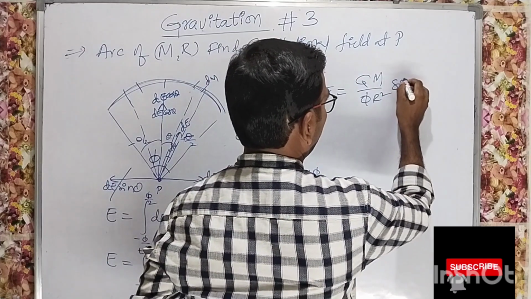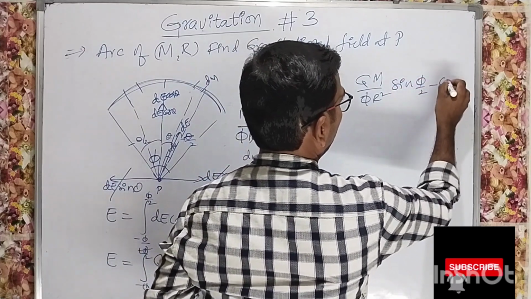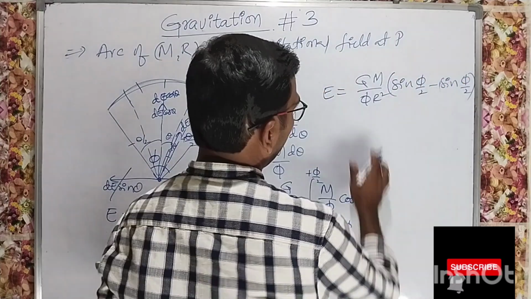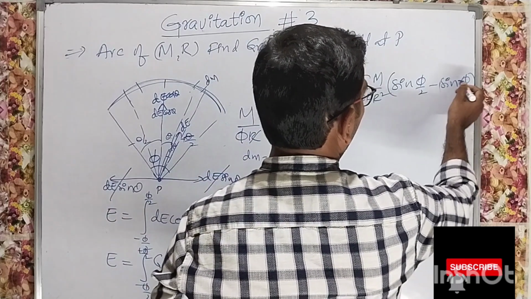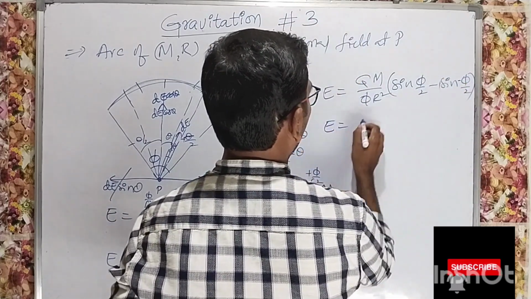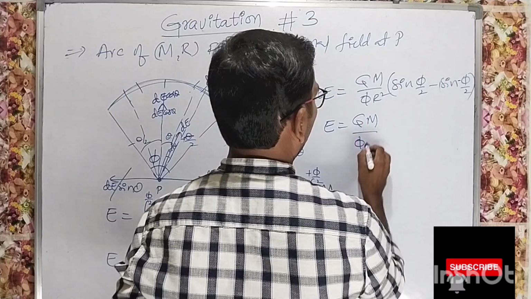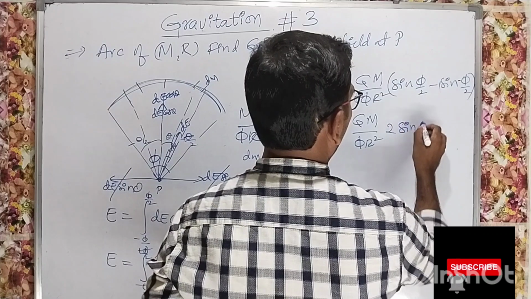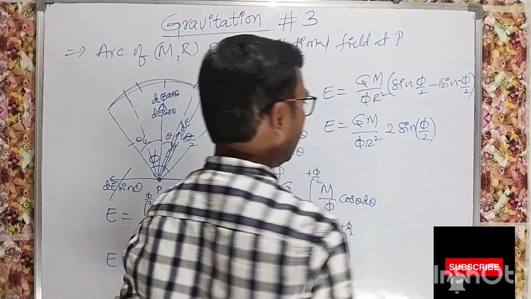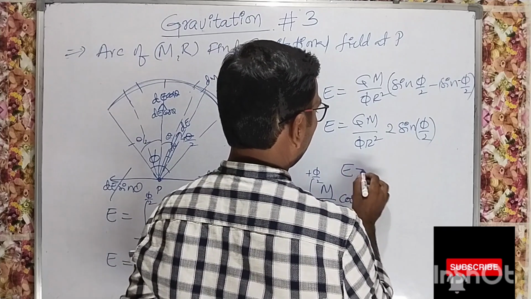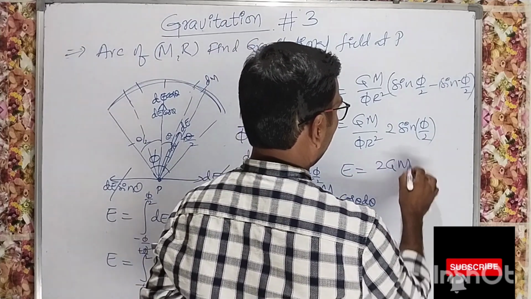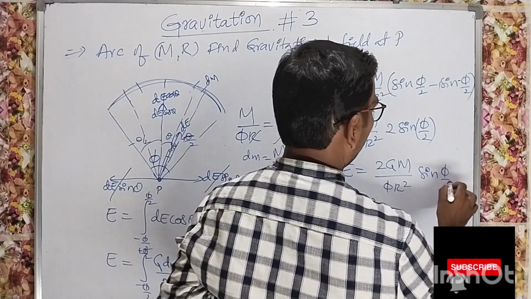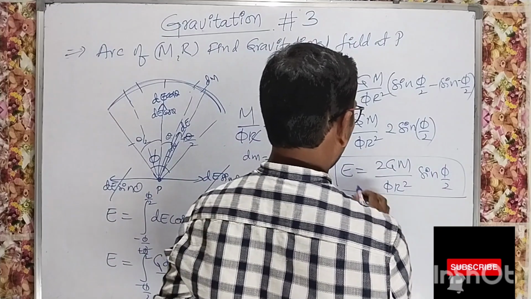sin pi by 2 minus sin of minus pi by 2. Here this is minus pi by 2, minus into minus plus. So E is equal to GM by pi r square, 2 times sin pi by 2. So final answer is E is equal to 2GM by pi r square sin pi by 2. So this is the gravitational field at point P.